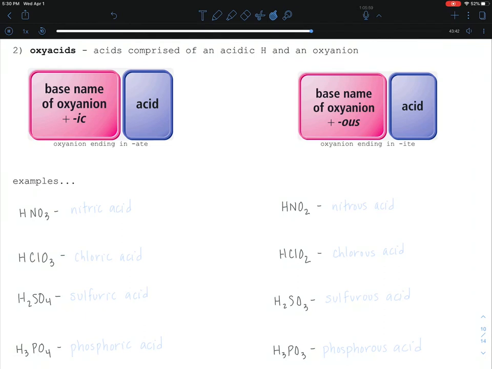HNO3, we're going to take the base name of the oxyanion, and then we're just going to add ic to it, right? So NO3 minus was nitrate, but instead of ate, the suffix now is going to be ic if it's got the greater number of oxygen atoms. So this would be nitric acid. If it had the smaller number of oxygen, like, remember when we had nitrate versus nitrite? So we'll come over here, HNO2. Instead of nitric acid, this is nitrous acid.